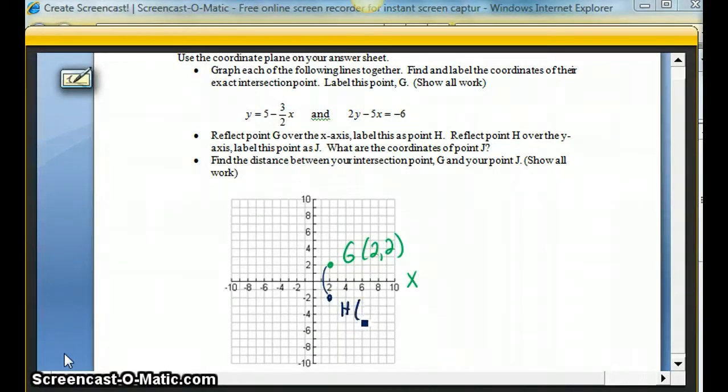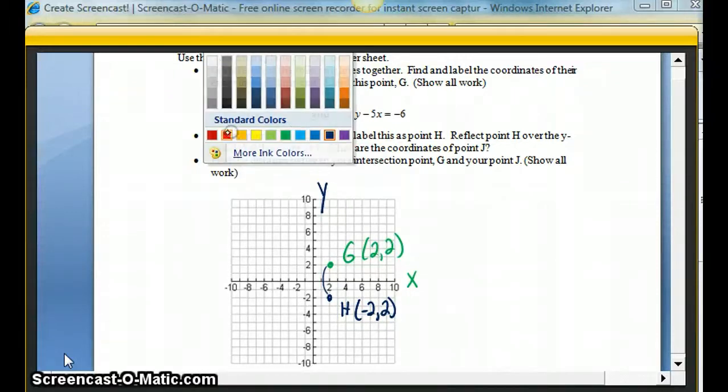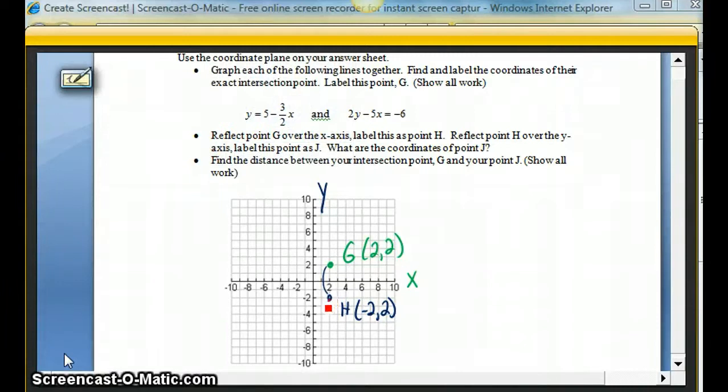And then finally, take point H and reflect that over the y-axis. The y-axis is our vertical axis, so taking the point 2, negative 2, when you reflect it into the third quadrant, you end up with the point negative 2, negative 2, and that we're going to label as point J. That is now the second bullet complete.